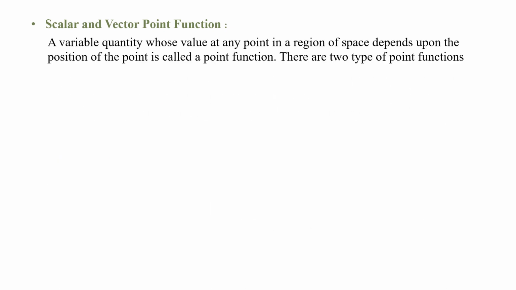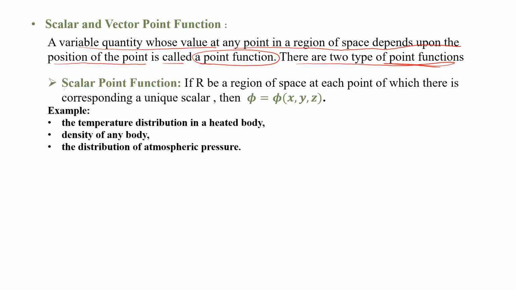So, the scalar and the vector point function. A variable quantity whose value at any point in the region of space depends upon the position of the point is called a point function. There are two types of point functions. The first one is the scalar point function.